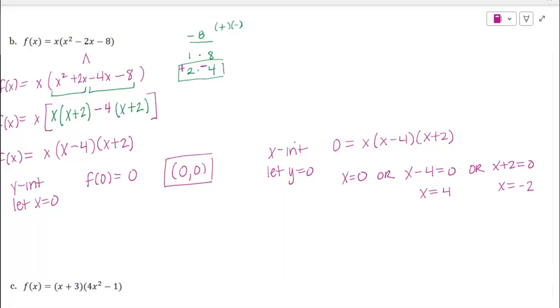So my x-intercepts are (0, 0). This actually matches our y-intercept there. (4, 0), and (negative 2, 0).